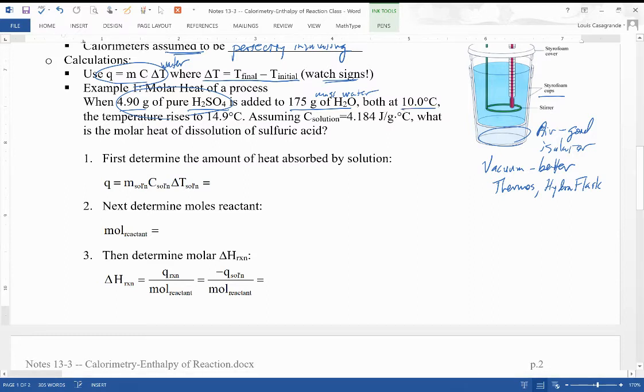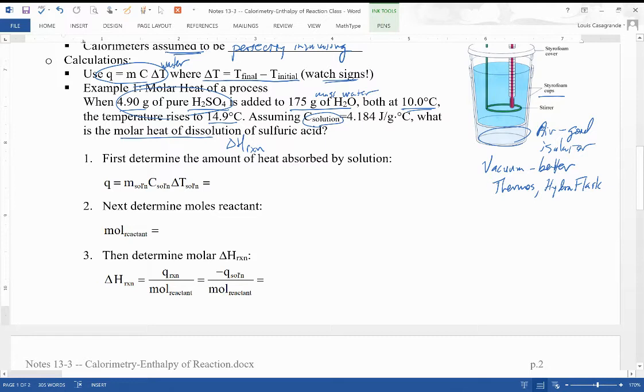And they're both at 10 degrees Celsius, and the temperature of the water rises to 14.0 degrees Celsius, assuming the specific heat of the solution. So when we mix it together, we make a solution. We're going to always assume that the specific heat of the solution is the same as the water. Unless you're told otherwise, which would be rare, always assume that the specific heat of the system is exactly the same as the specific heat of the water. We want to know what the molar heat of dissolution is. So this is going to be our delta H of our dissolving reaction.